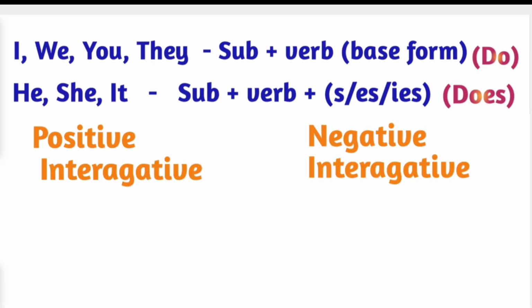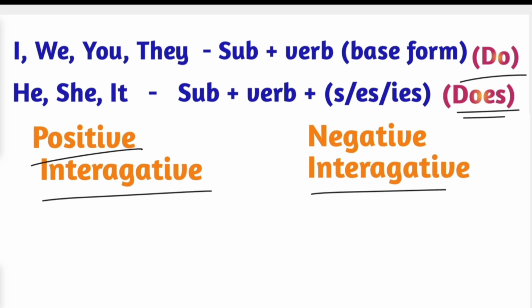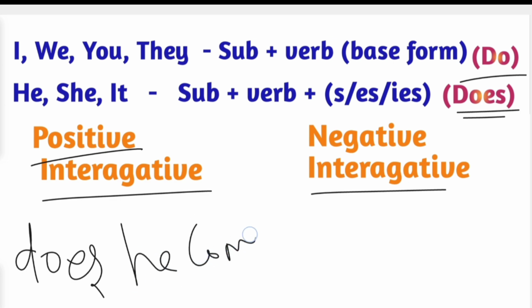Now we will see positive interrogative and negative interrogative sentences. These sentences always start with the auxiliary verb do or does, right? So for the sentence he comes, we now change it into a positive interrogative sentence. We already know comes is split into does plus come, right? So we start with the auxiliary verb does. Does he come? That's it.